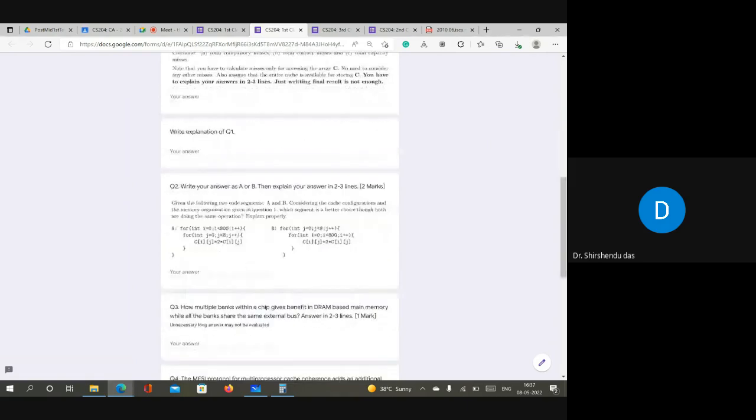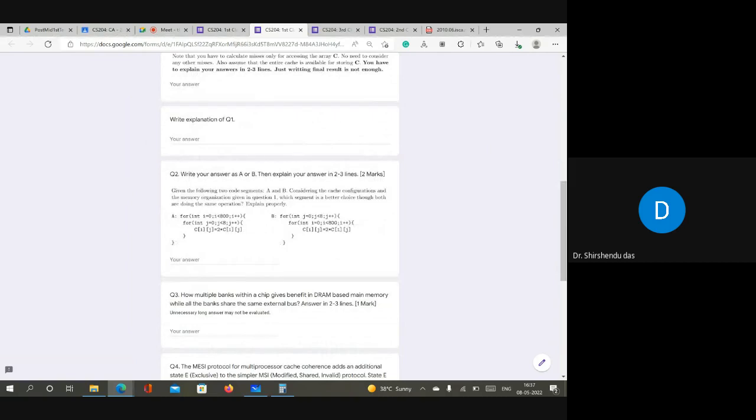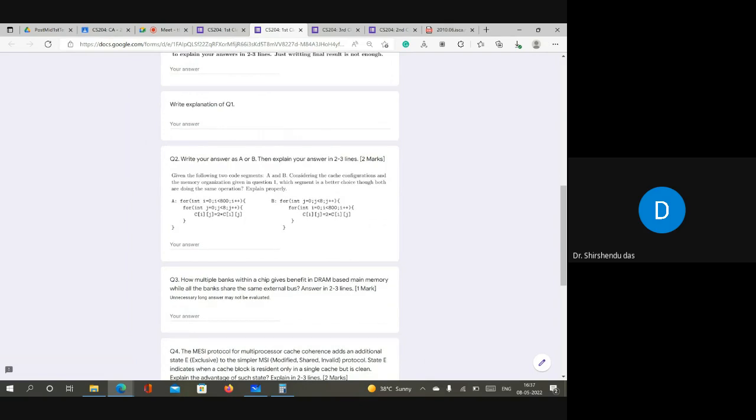Question number two is very straightforward again, because here also we are assuming that both the arrays A and B are stored in row major order. And if both the arrays are stored in row major order, then I think option A is better, because if we go with option B, then you need a column major order storage of the array C, because you can manually check also that option B will receive more misses in the cache. So here option A is better.